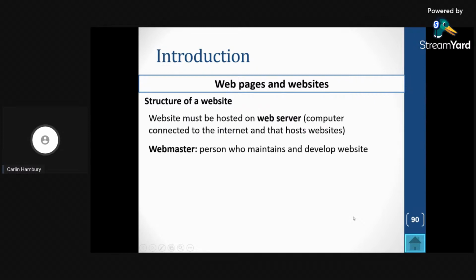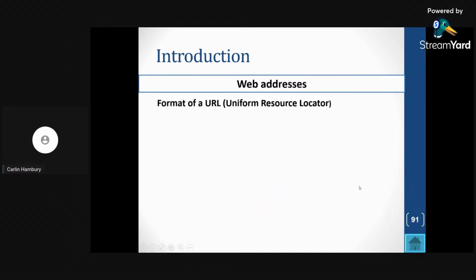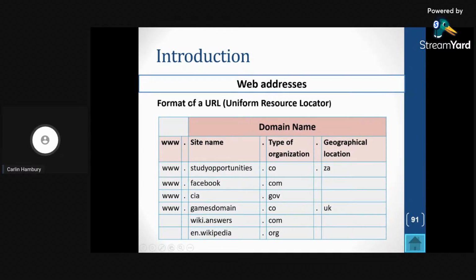So they mentioned the structure of a website. You don't have to know too much about this. This is important: your uniform resource locator, or that long address on top. You need to know what that is actually saying. So www is a service that runs on the internet. And in this case, where's that service taking you to? It's taking you to the site named Study Opportunities.